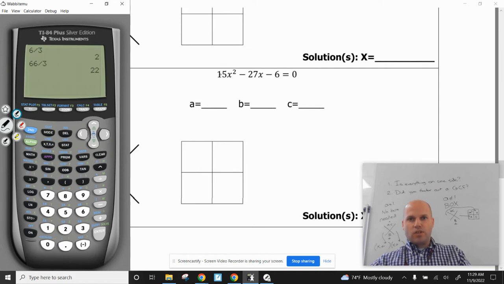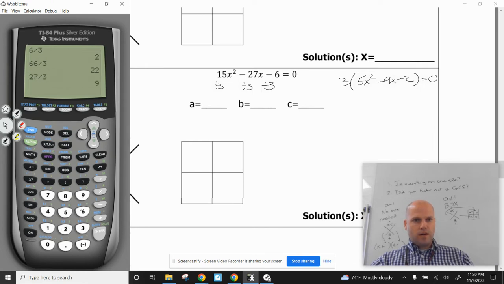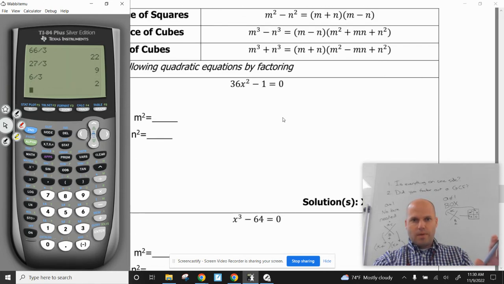Here, everything's on one side, but I can divide all of these by the number 3. Factoring out a greatest common factor, incredibly crucial. Make sure you do it correctly. Use your calculator if you need to. And 27 divided by 3, 6 divided by 3. All right, good. We'll come back to that.